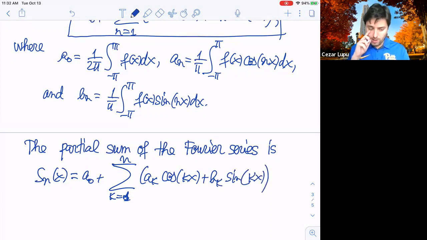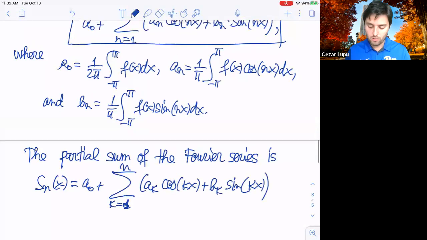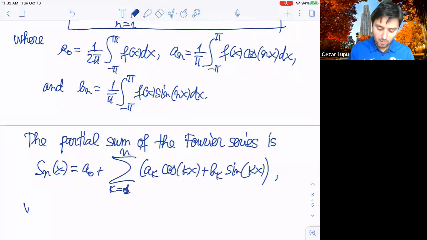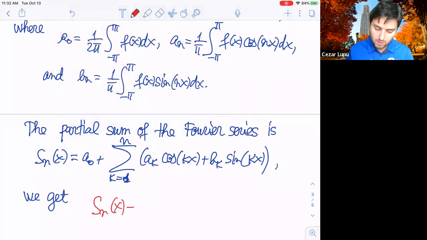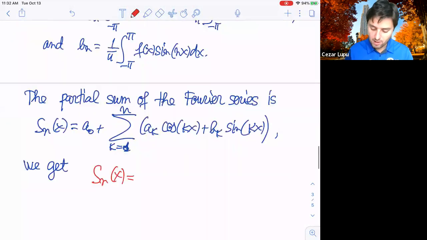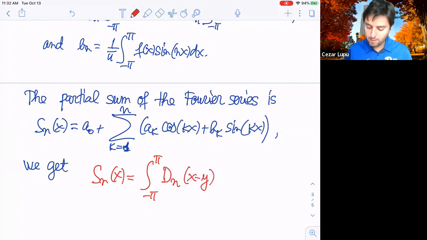All right, so when we substitute all these coefficients here, we get the following, and hold your breath a bit because you'll get the following result for the partial sum. So S_n of x will be nothing else than just the integral. So we'll get this convoluted integral. We'll write this in the following way: D_n of x minus y, f of y, dy. So this is what we're getting. Anyway, I just changed a bit the variables here.